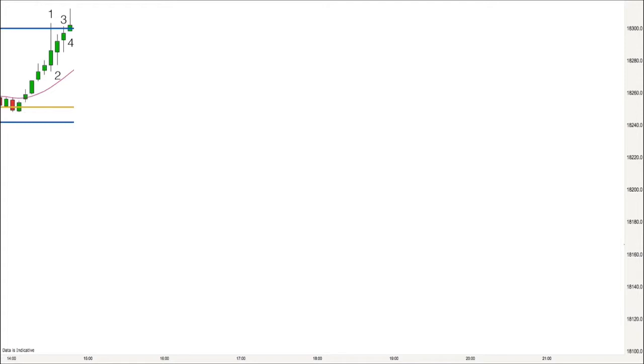So bar 4 is a signal bar, and I'm now looking for price to fall below the low of bar 4 in order to trigger a short trade entry, and I'll be hoping that prices will fall. It will be a low risk trade because my risk is small. I'd be placing my stop above the high of bar 4, and I'd be looking for a trade of at least a 2-to-1 reward to risk.